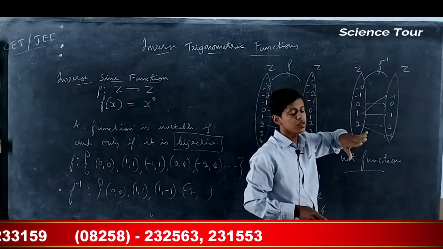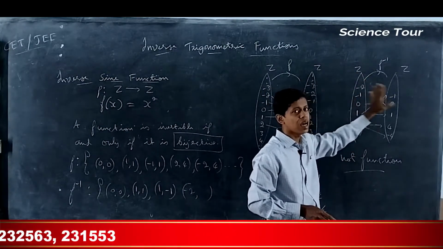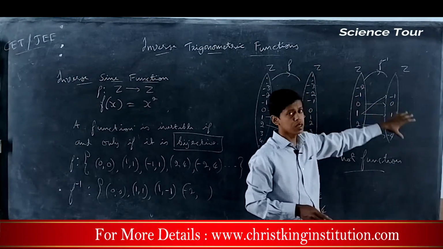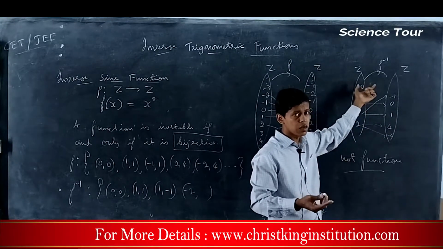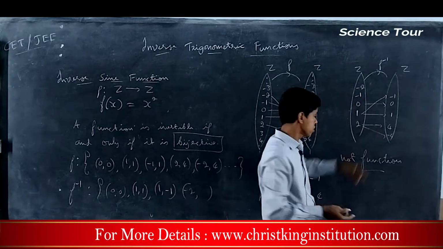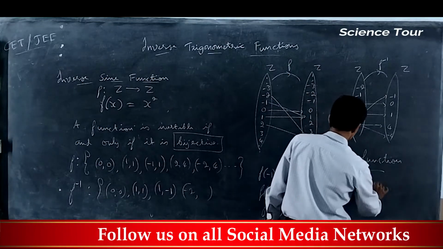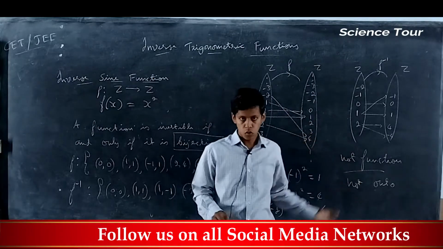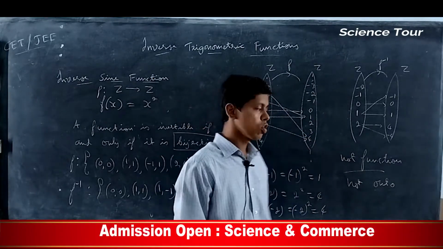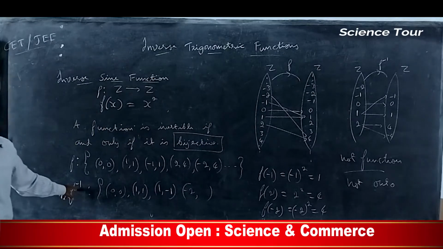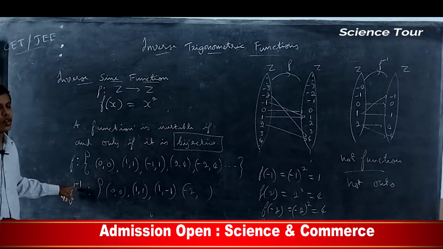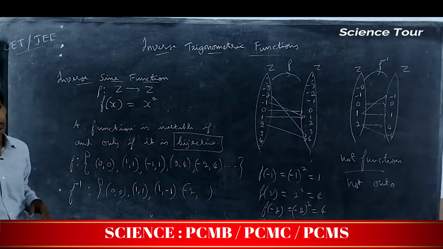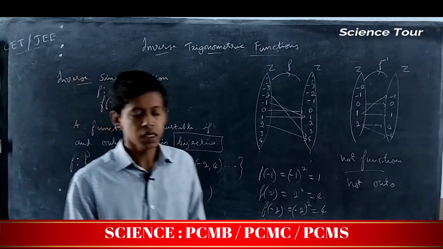But what is the definition of a function? Every element must have one and only one image. Every element must be related. Now these elements are not related, therefore this is not onto. If it is not onto, then also it won't be a function. If it is not 1-1, then also the inverse will not be a function. Therefore, to find the inverse, we need to have a bijective function. I hope you understood that part.